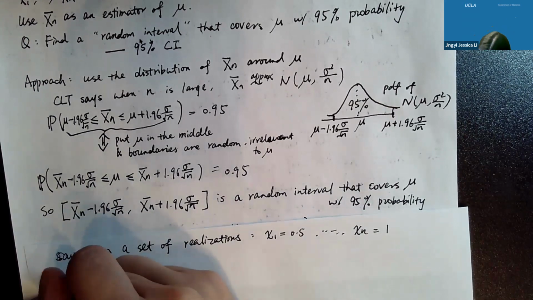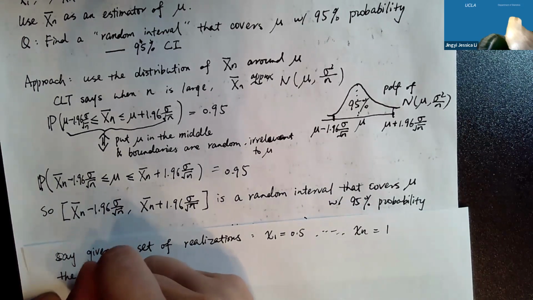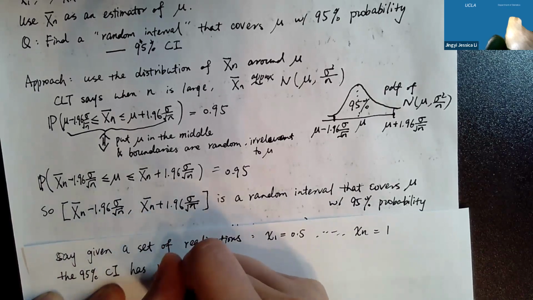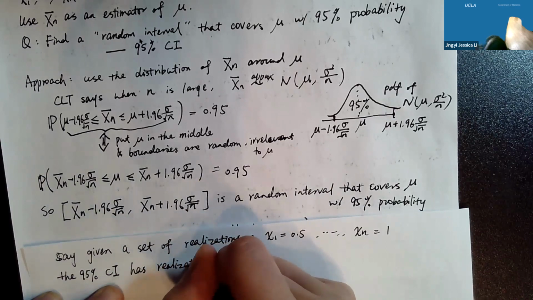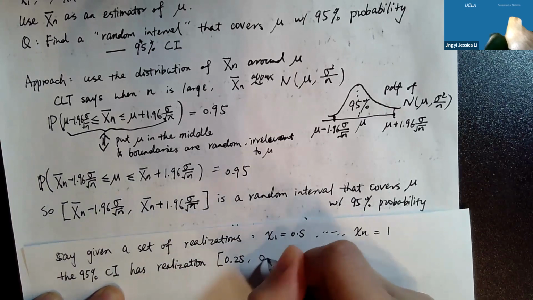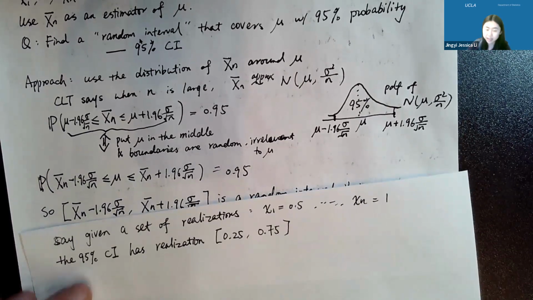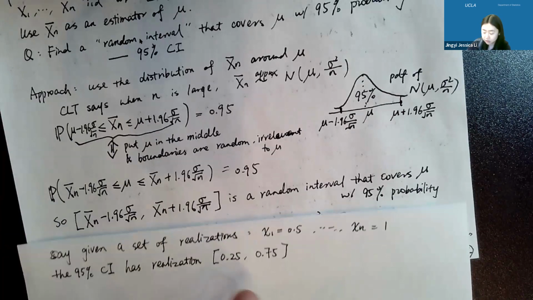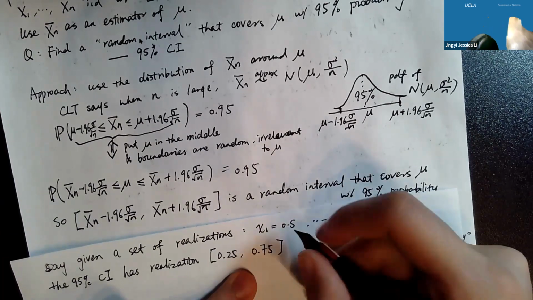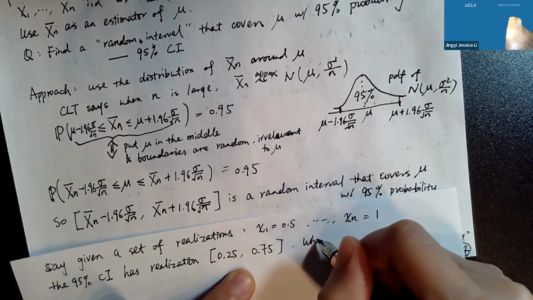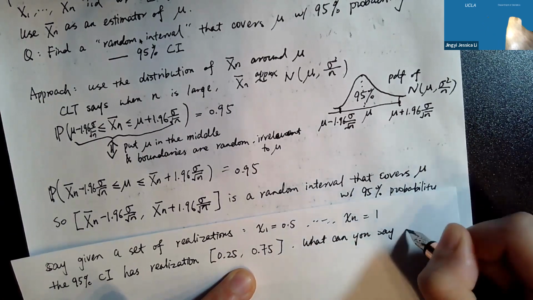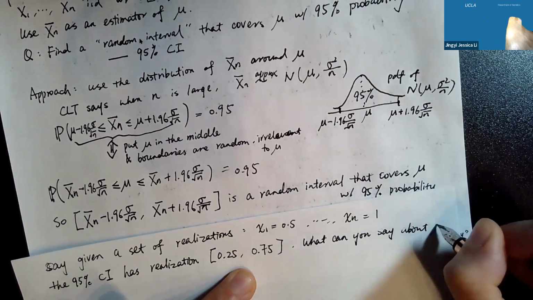And the confidence interval, the 95% CI, has a realization. I'll just make up the numbers, 0.25 to 0.75. Let's say this is the interval you realized, okay? So given this interval, what can you say about mu?